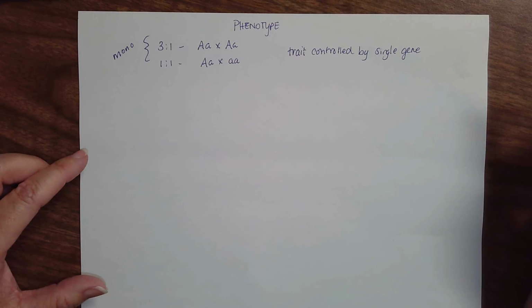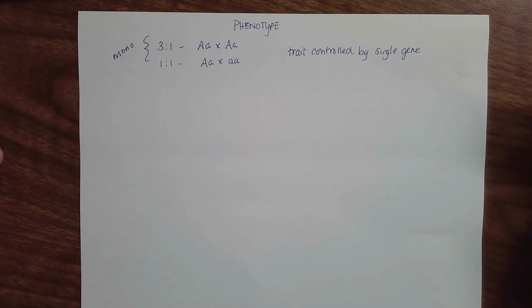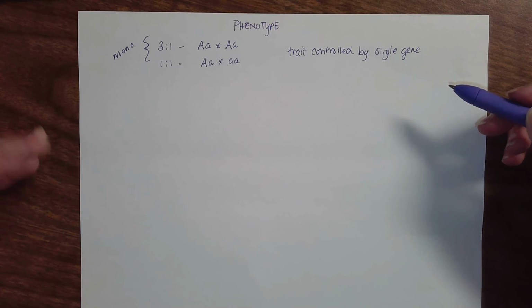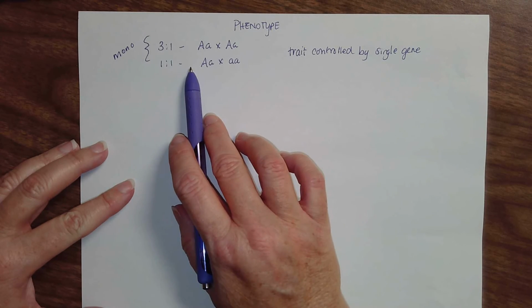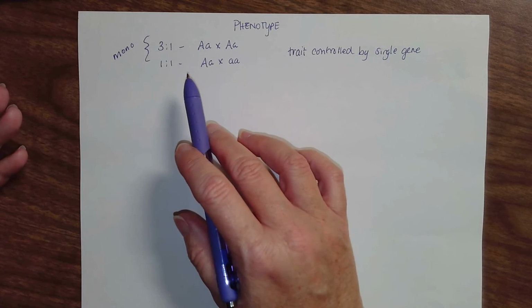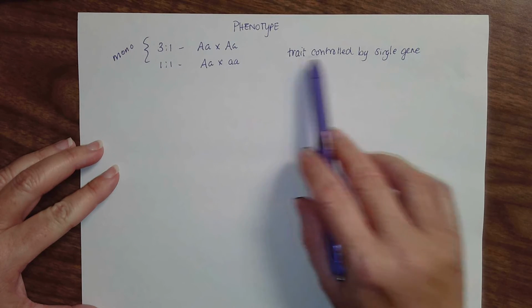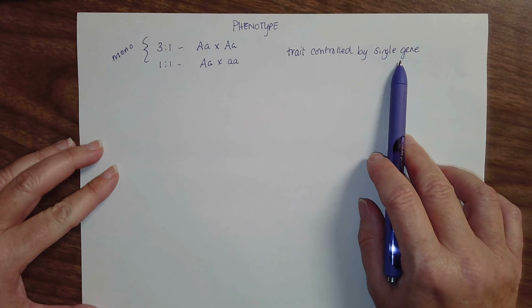In other words, let's take sickle cell anemia, for example. Sickle cell anemia is due to a point mutation, and it's an autosomal recessive trait, meaning that it's recessive in nature, and it's found on a chromosome that's not the X or the Y. And when you get the ratio that you expect when you're looking at sickle cell, it's because sickle cell anemia is controlled by one gene.